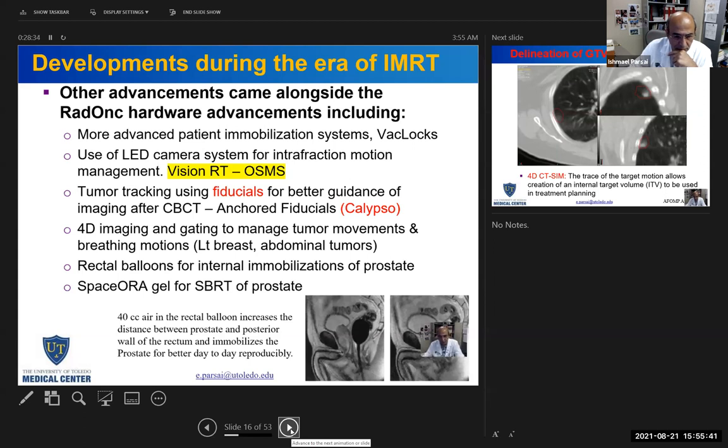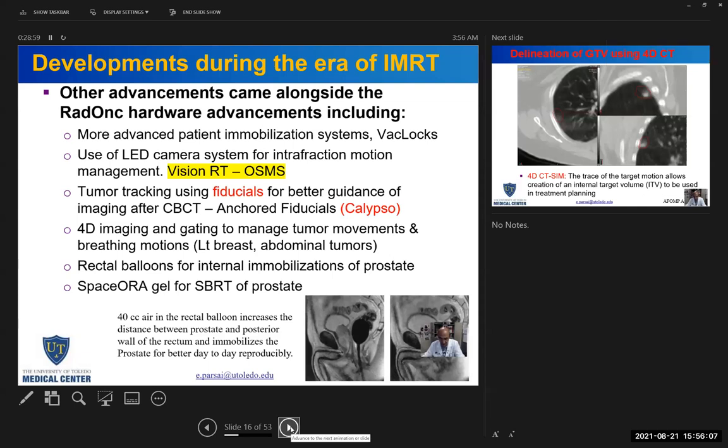4D imaging and gating to manage tumor movement and breathing motion, particularly for cases such as the left breast and most of the abdominal tumors, that's what we use today. And there was at a time a rectal balloon for internal immobilization of prostate, which you can see here, a 40 cc air is placed inside. This is the balloon, and then it kind of pushes against the posterior part of the rectal wall and immobilizes the prostate. This is the last that said it was helpful.